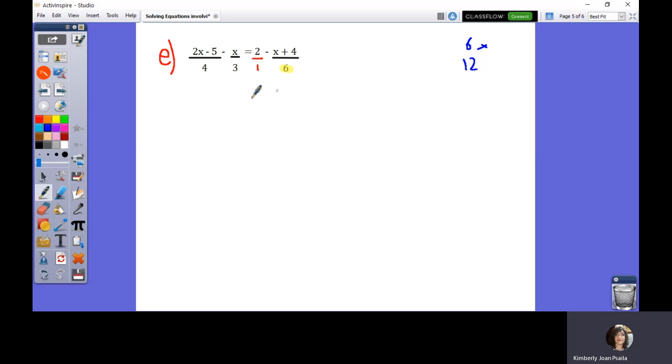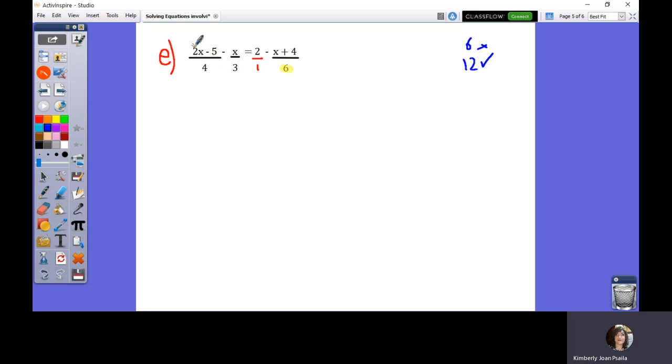12. Is 12 in the table of 4? Yes. Sorry, is 12 in the table of 3? Yes. Is 12 in the table of 1? Yes. Is 12 in the table of 6? Yes. So here 12 is found in all the tables of these numbers. So it obeys our rule. So our LCM here is going to be 12.